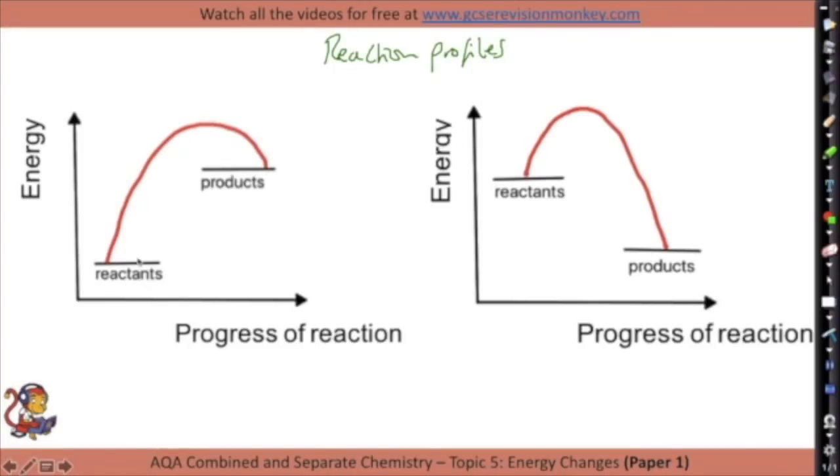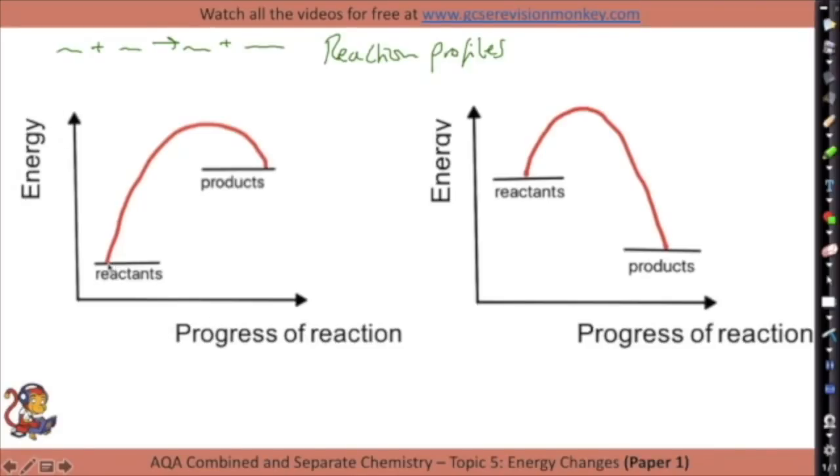These diagrams show reaction profiles which show the overall energy transfer in chemical reactions. You have 2 lines on these. You have the reactants and the products. If you remember, all the chemicals on the left-hand side of an equation are the reactants, and they produce products. So in these reaction profiles, you just have to say what you see. You've got the progress of the reaction and energy.